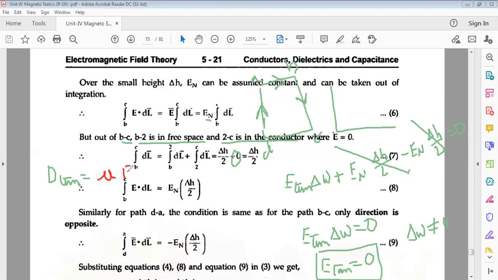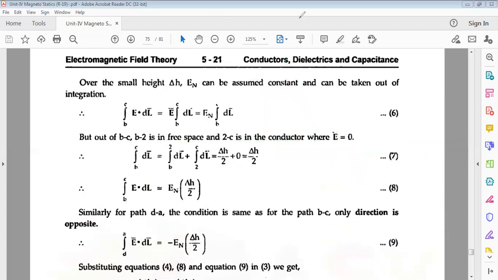Mu into E tan. When I'm taking the D tan, it's a mu tan. Again, I wrote that as mu only, sorry. It is epsilon into E tan. So E tan is 0, which means D tan is also 0. Substituting E tan equal to 0, D tan is also 0. So the tangential components at the boundary between dielectric and the conductor, E tan and D tan, are both zeros.